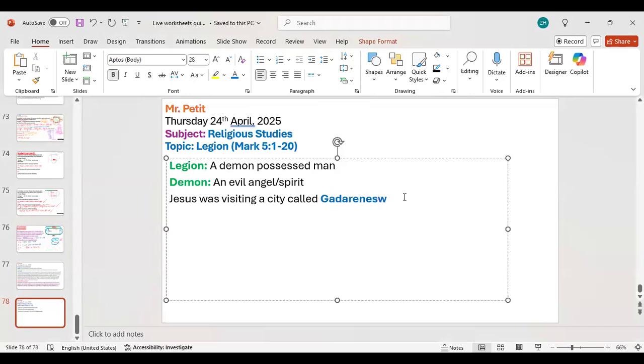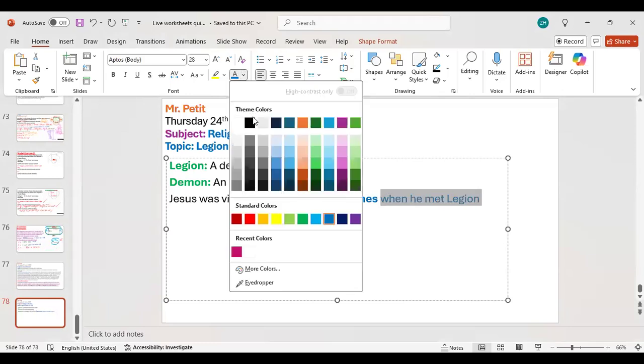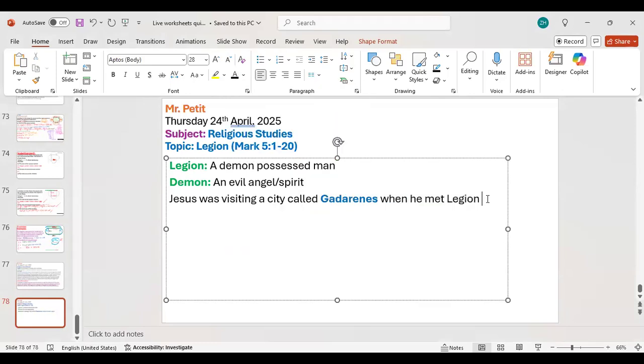All right. When he met Legion, where was Legion living? In the gravesite. He was living among the tombs, in the graveyard. So he was in the gravesite.